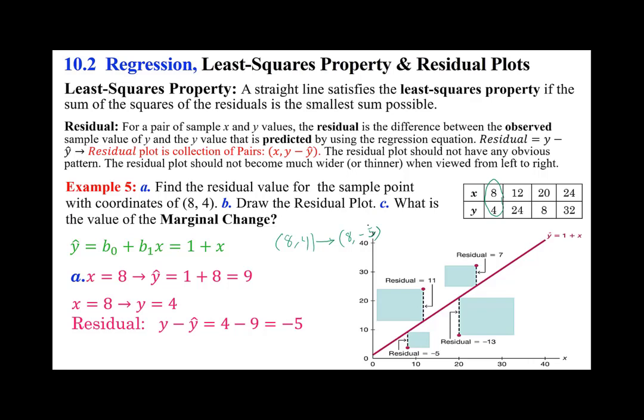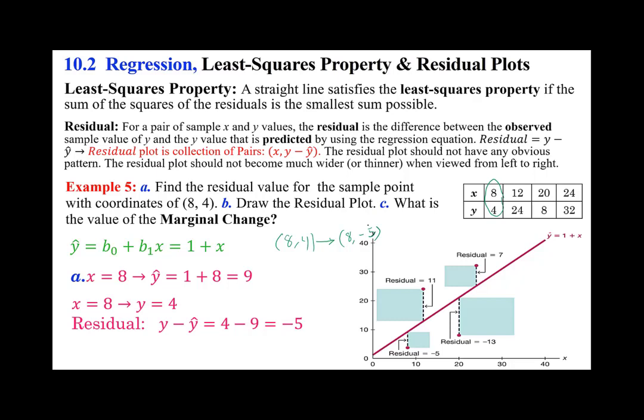Number two, there are 4 pairs, so we need to come up with 4 pairs for the residual plot. We calculated one of them with details, 8, negative 5. I highly recommend you do the rest on your own. So for example, corresponding to 12, 24, 28, 24, 32, what do we have? Now finally, what is the marginal change?